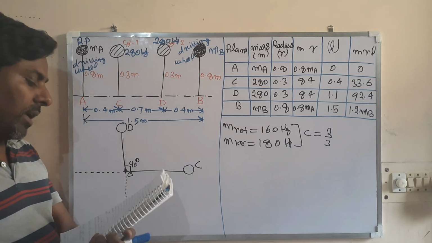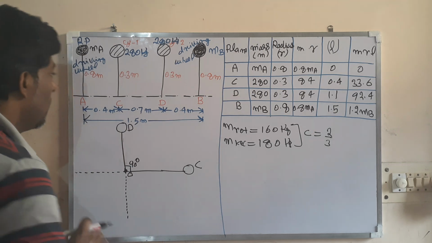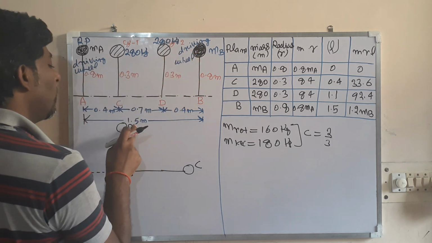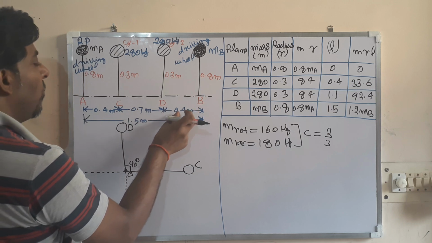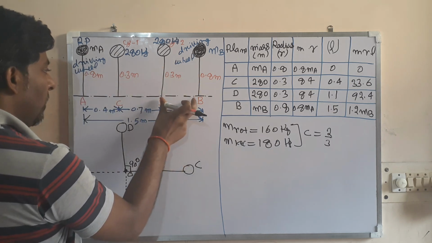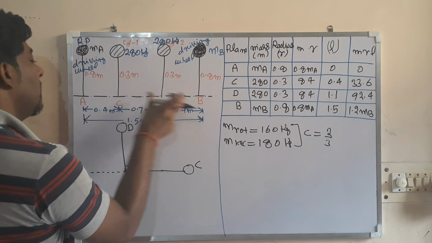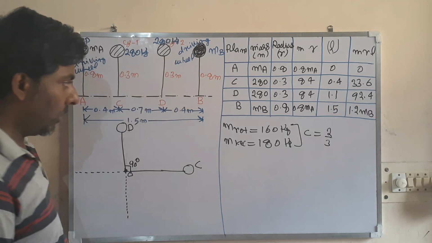The driving wheels are 2 meter in diameter and 1.5 meter apart. So the distance between the two driving wheels, that is between A and B, is 1.5 meter. The distance between the cylinders is 0.7, so the remaining distance will be 0.4 and 0.4, because they are equally spaced. This is 1.5, this is 0.7, and the two sides are 0.4 and 0.4.